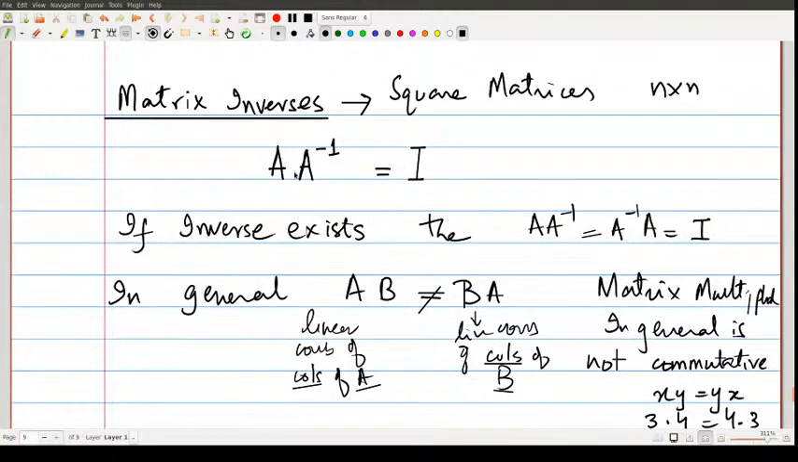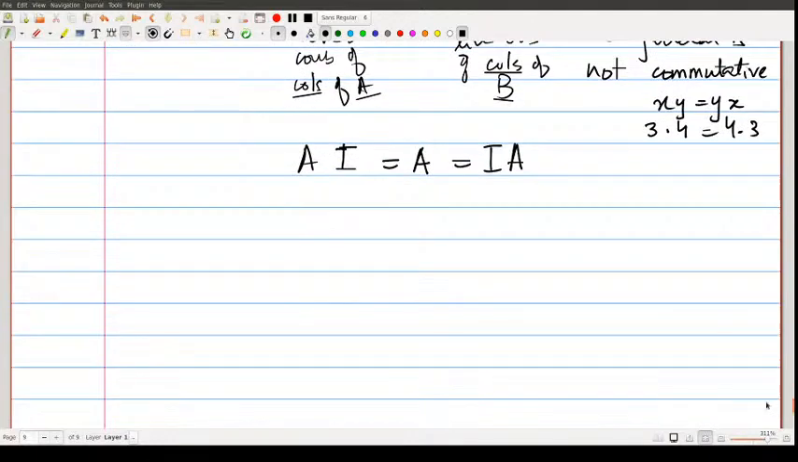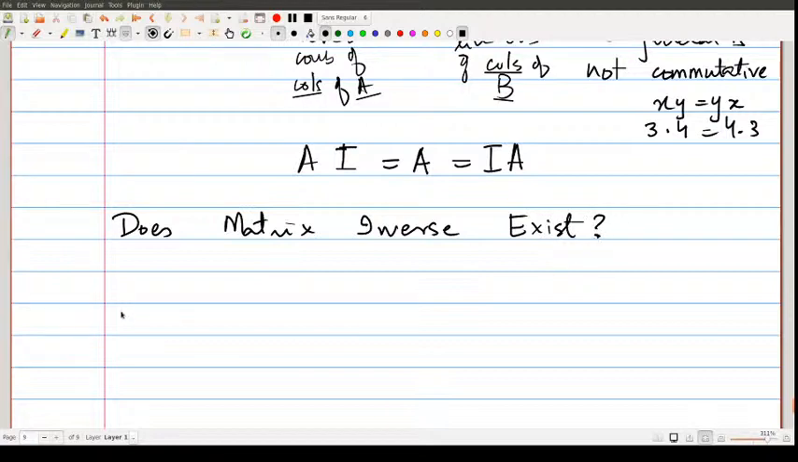But if you have the inverses, then inverses are commutative, right? If you take A times A inverse, that's going to be the same as A inverse times A, and that's going to give you the identity matrix. But the big question is, does the matrix inverse exist? That's the real question here, right?